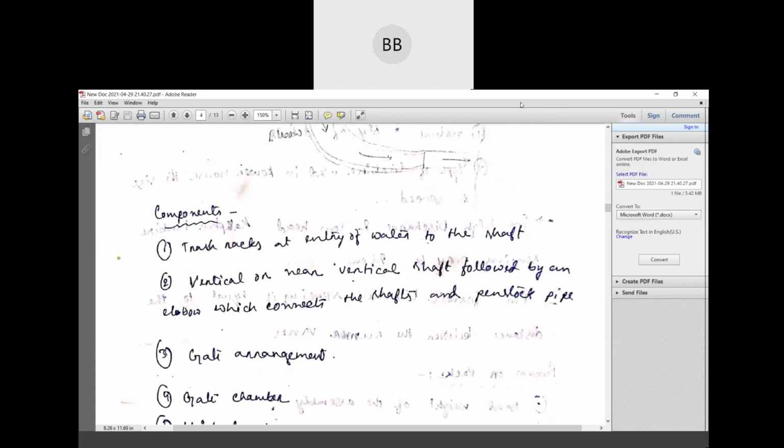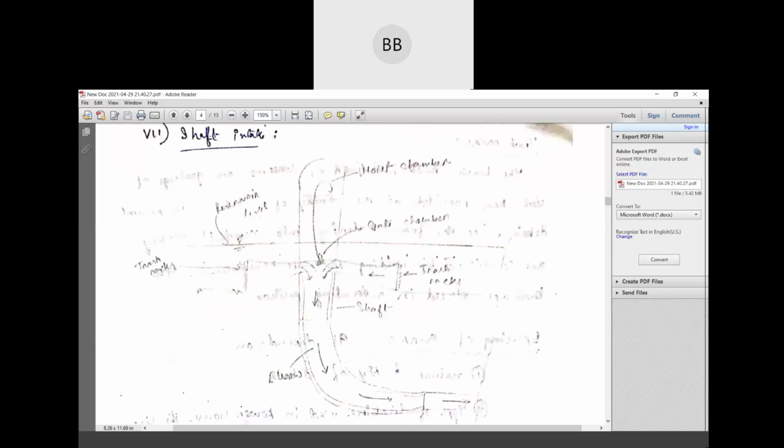So you write it down. First point, components. First you write we have a trash rack at the entry of water to the shaft. You can see here in the diagram. Here we have the trash rack.